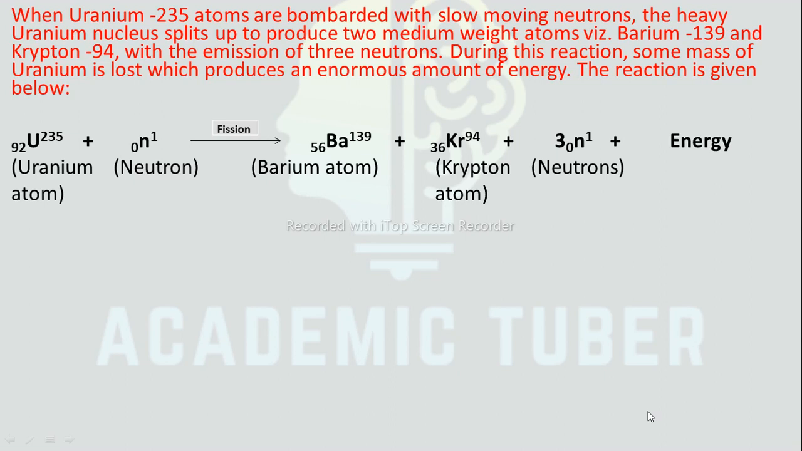During this reaction, some mass of uranium is lost, which produces an enormous amount of energy, and the reaction is given below. So here uranium is a heavy unstable nucleus. It is struck by a neutron and gets split into stable and light nuclei, that is barium atom and krypton atom, with 3 neutrons, and the release of a tremendous amount of energy.